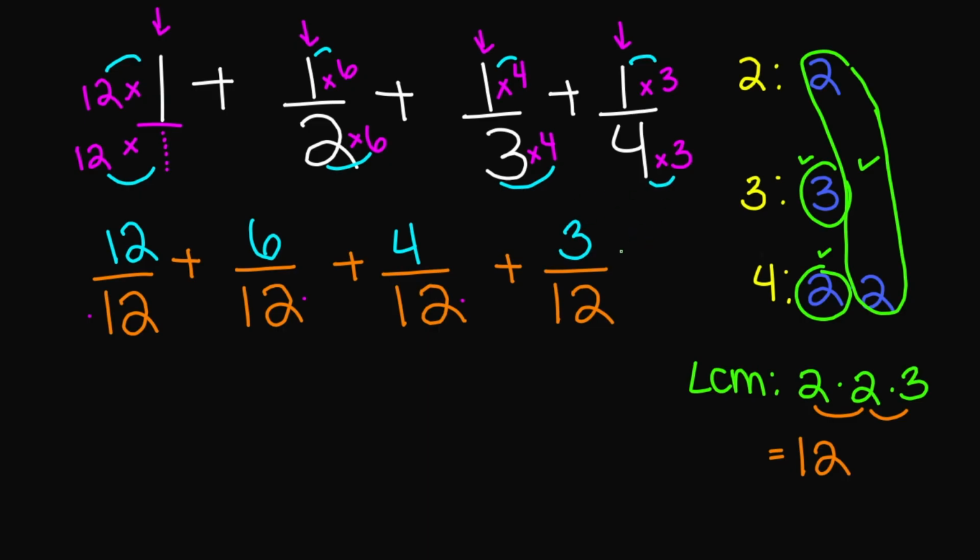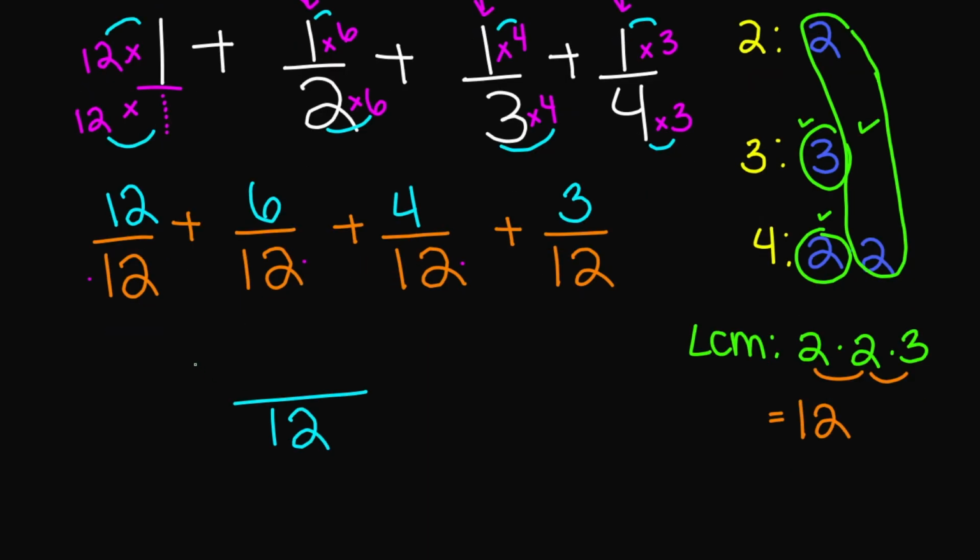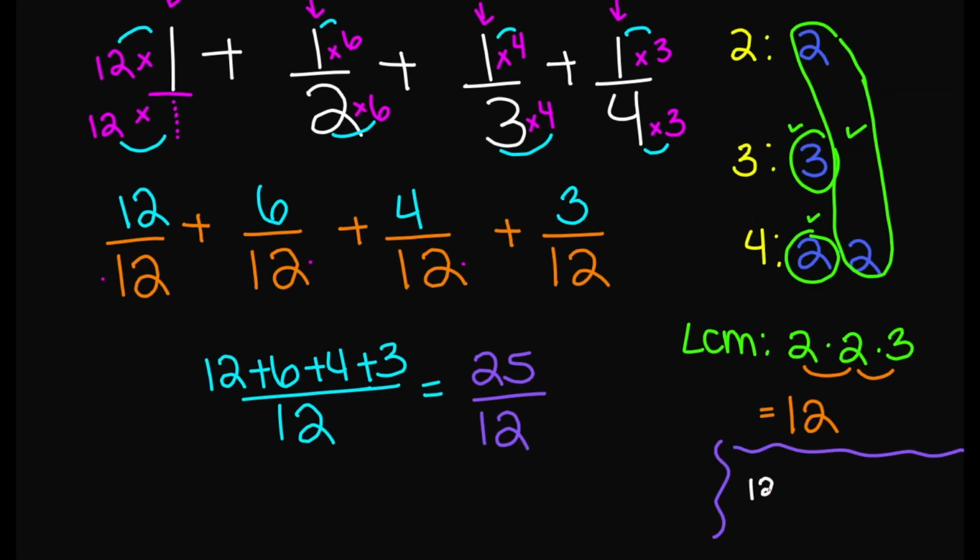And that's perfect. Now that my denominators are the same, we can add our numerators. So I'm going to add 12 plus 6 plus 4 plus 3 in our numerator. So our numerator is going to be 25, and our denominator here is going to be 12. Now, by looking at this example, this is an example of an improper fraction. So let's convert this into a mixed number. We have 12 on the outside and 25 on the inside.